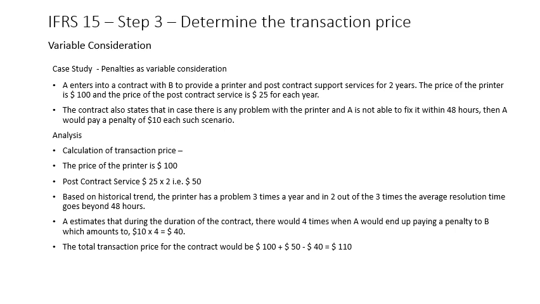So the total transaction price for this contract would be $100 for the printer, $50 for the post-contract service, and a reduction of $40 for the estimated penalty which A might end up paying to B for the contract. So the total transaction price would be $110.